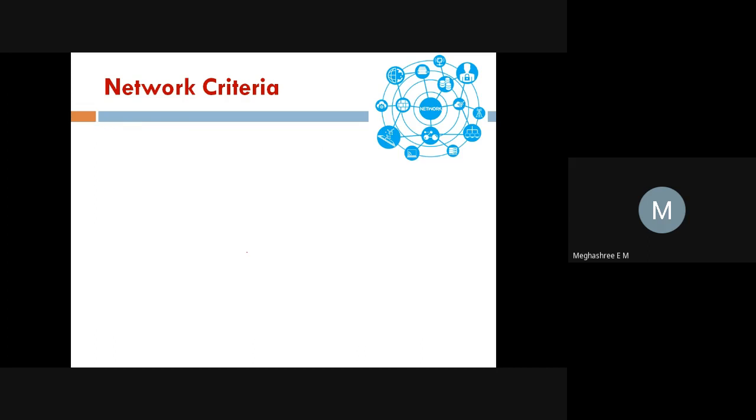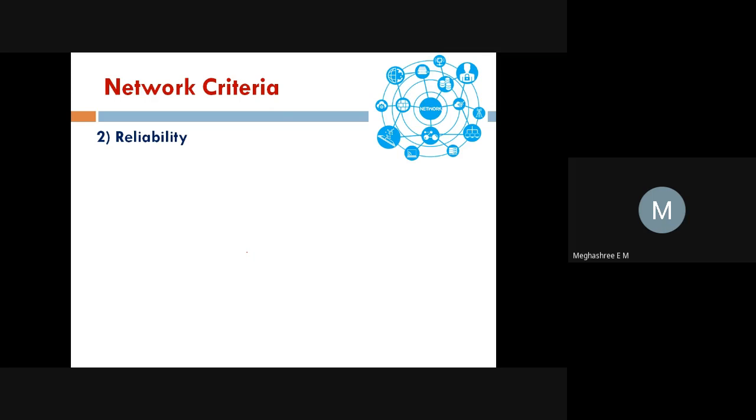Okay. So the next criteria is reliability. So what is reliability? A general definition for reliable: something in which we can depend on. Yeah, okay. Correct, good.